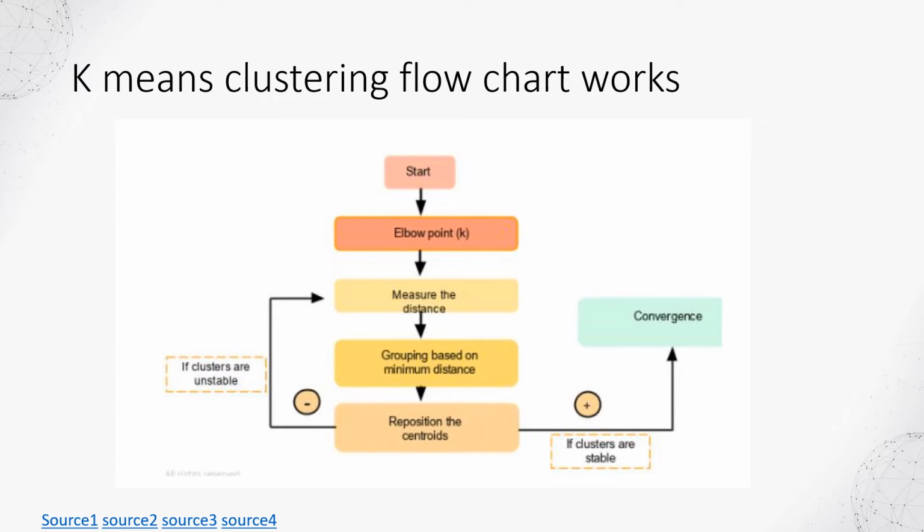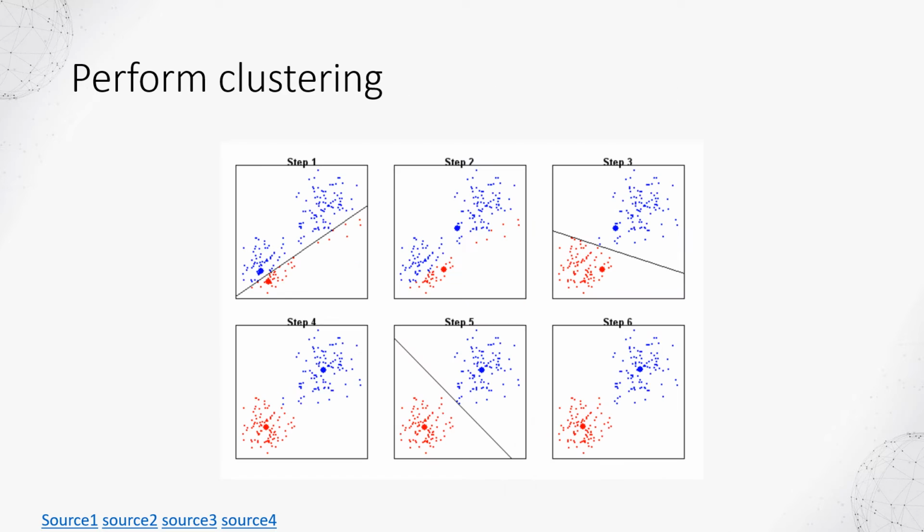Here is a flowchart of the k-means clustering algorithm. Firstly, find out the optimized k-value, which we will discuss later. And then measure the distance, group the data based on the minimum distance, and then reposition the centroid. Repeat the distance and reposition steps until our algorithm converges and the clustering becomes stable.